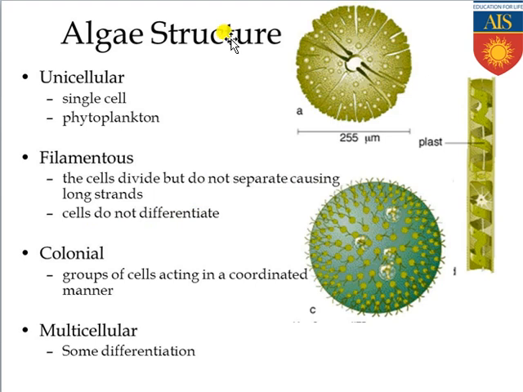Another category of algae is the colonial algae. Keep it in your mind, these algae are present in a mass and in a coordinated manner, because they coordinate with each other. And there is another category, the multicellular algae. In this algae some differentiation can be found, that's why the multicellular structure has been formed.